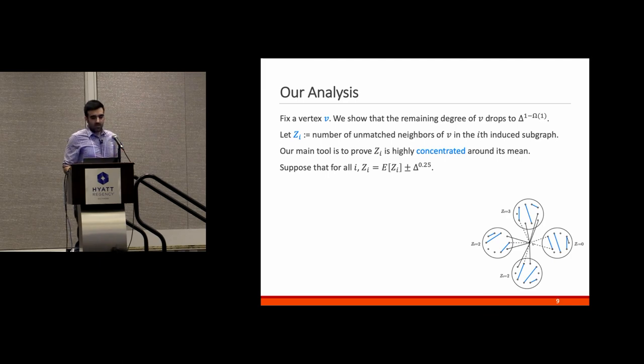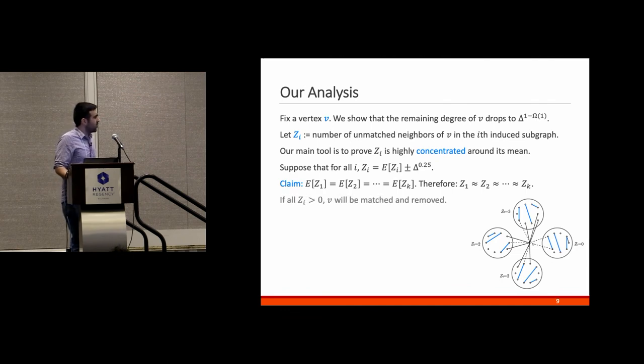And all these zi's are symmetric. So the expected value of z1 is equal to the expected value of z2 and so on up to zk. So if they're all concentrated around their expectations, they're all concentrated around the same value, right? And if we have such concentration for all of them, there are two cases. Suppose that this vertex v will be assigned to a machine i. If this value of zi is larger than zero, this means that this vertex v has at least one unmatched neighbor in that subgraph. So if we put v in that subgraph and run the random greedy maximal matching again using the same randomness, this vertex v will be matched and removed from the graph.